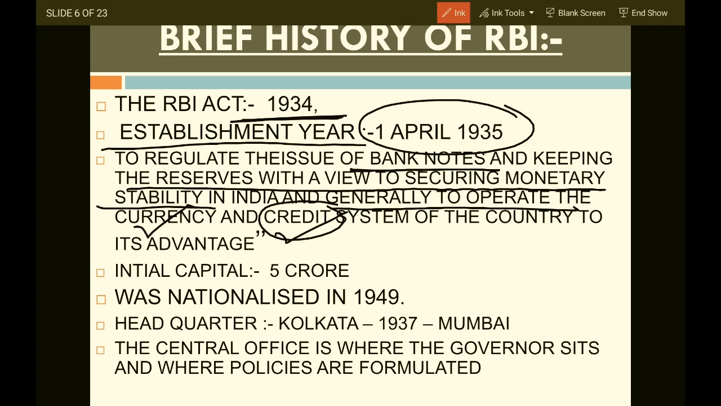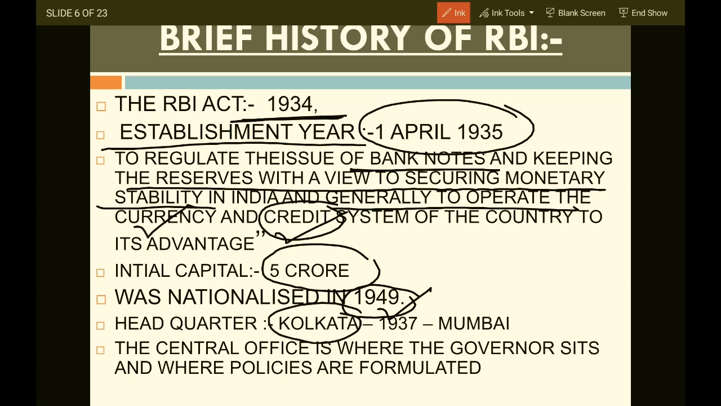So its initial capital was 5 crore rupees and it was nationalized in 1949. Previously it was established as privately owned. In 1949 it was nationalized. Nationalized means basically it was owned by the government. Now RBI is totally controlled and owned by the government.